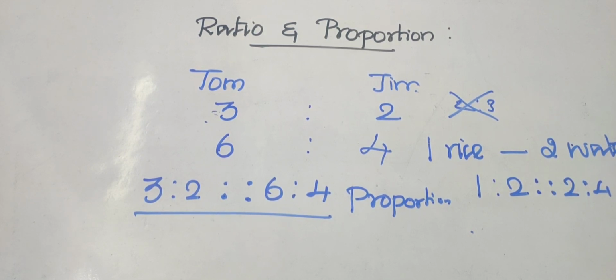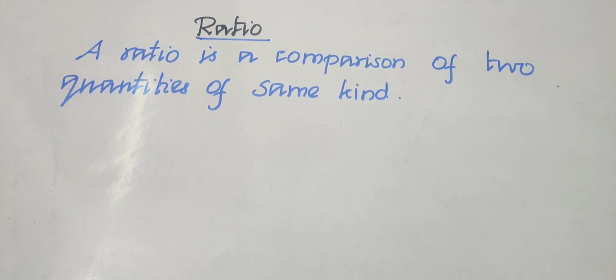So these are all about ratio and proportion. This is the simple introduction about ratio and proportion. Let us see what is given in your book. First of all, let us see about ratio clearly. A ratio is a comparison of 2 quantities of the same kind. Children, a ratio is a comparison of 2 quantities of the same kind.